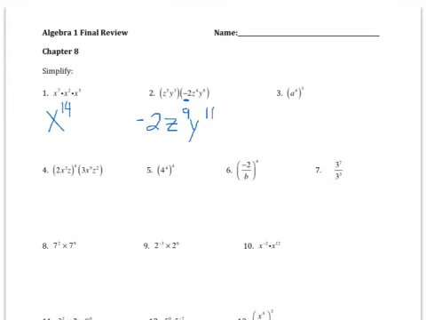For number 3, we have a to the 4th raised to the 3rd. So we have a power being raised to another power. In this situation, we want to multiply the exponents. So our final answer will be a to the 12th.